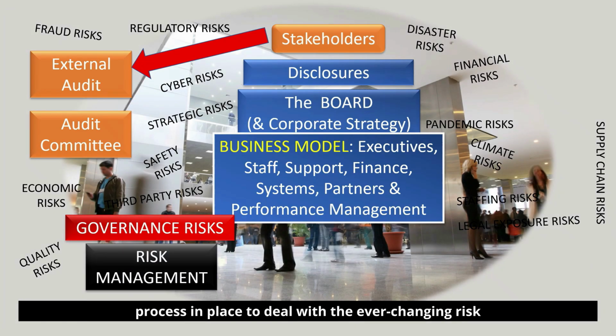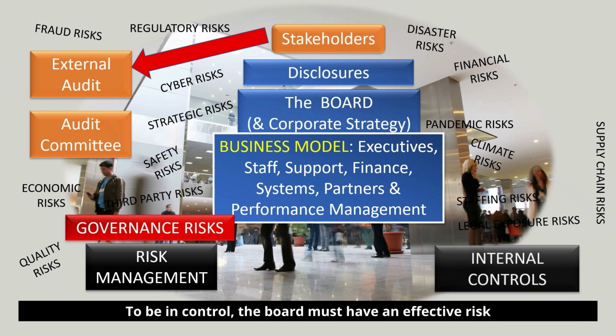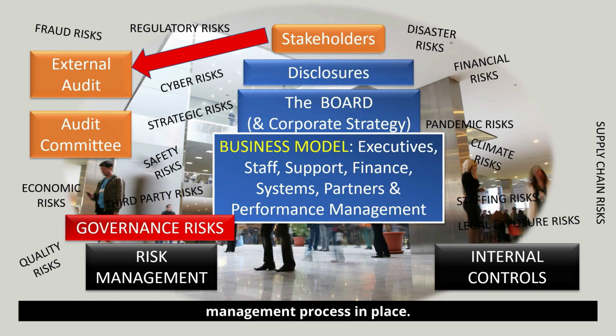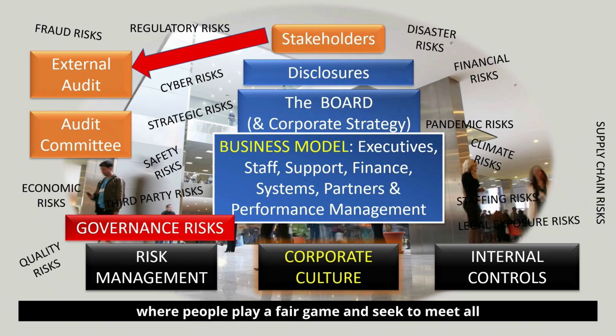Which is why there needs to be a suitable risk management process in place to deal with the ever-changing risk landscape, based around suitable strategies underpinned by sound controls. Which brings us to internal controls. To be in control, the board must have an effective risk management process in place. Much of this will be based on installing suitable controls that ensure people do the right things and avoid making poor decisions. Good governance is mainly about having a good corporate culture in place, where people play a fair game and seek to meet all reasonable expectations. On a wider front, no amount of governance codes or ethical value statements will help if people at the top don't set a good example.